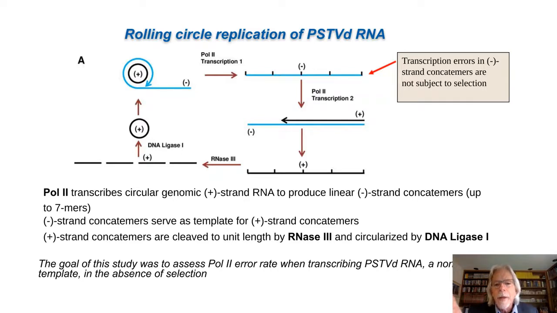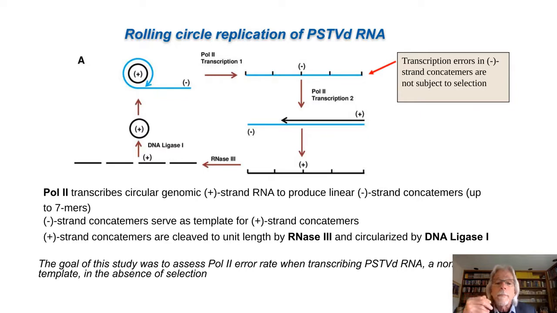This is transcribed in the nucleus by Pol II in a rolling circle mechanism, which produces genome concatemers. Up to at least 7 of these minus strand concatemers are generated in the nucleus. The minus strand concatemers subsequently serve as template for plus strand concatemers in a second Pol II transcription event. Now, these plus strand concatemers are then processed to monomers by a host ribonuclease and circularized by host DNA ligase.